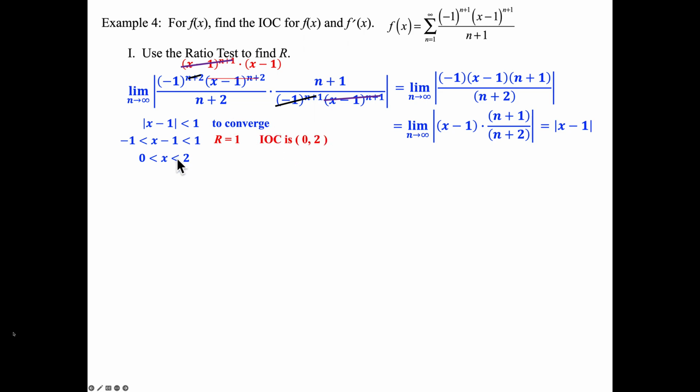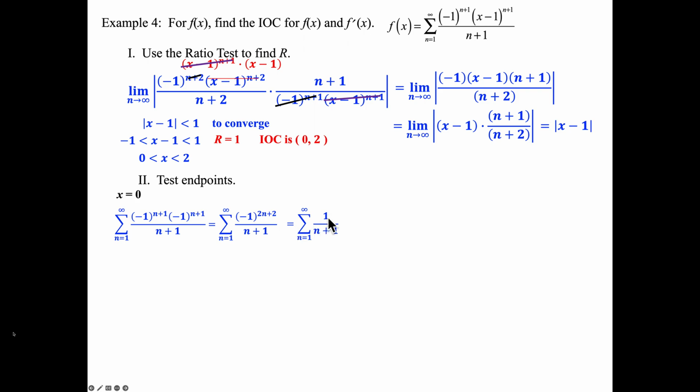Now, we have to test our endpoints. If I test my endpoints, x equals 0, put 0 in for x. Right there is going to give me a negative 1 to the n plus 1 power. So I have two of these. So here, multiply like bases, add the exponents. n plus n is 2n, 1 plus 1 is 2. This is important to look at real close, because now when n is an integer multiplied by a 2, it's always going to be even. You add 2 to every even number, it's still even, so this negative 1 becomes a positive 1.